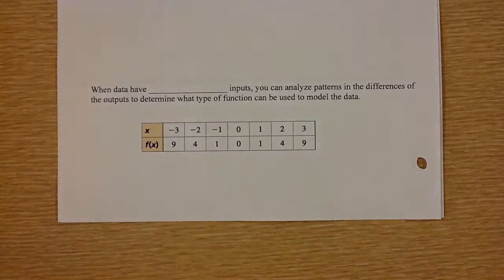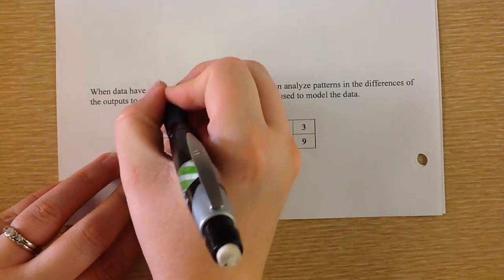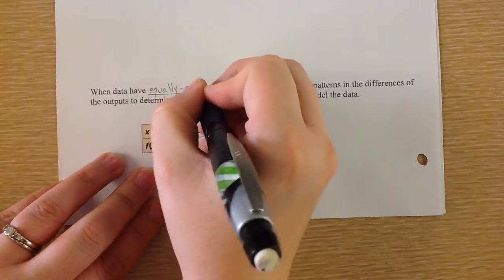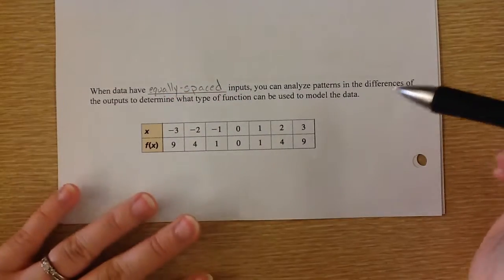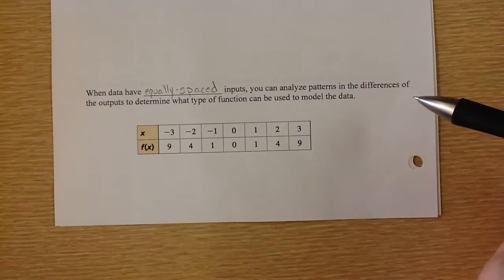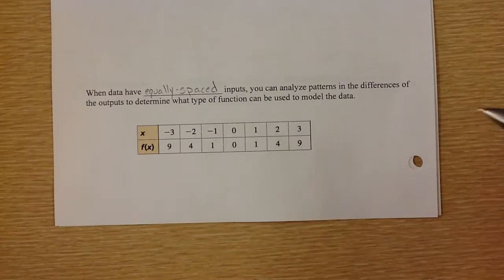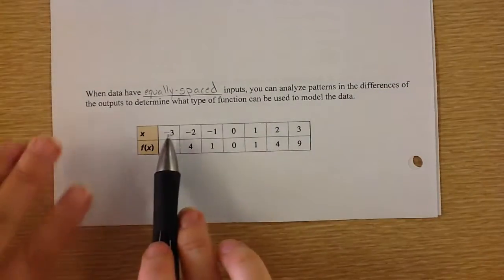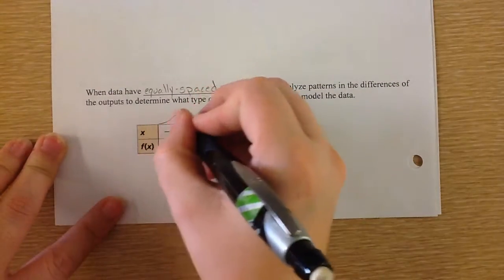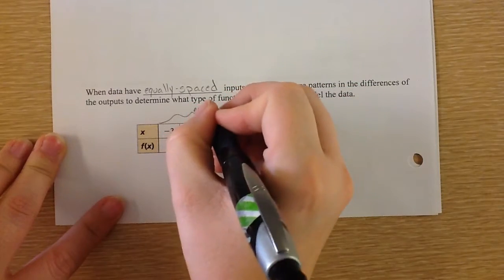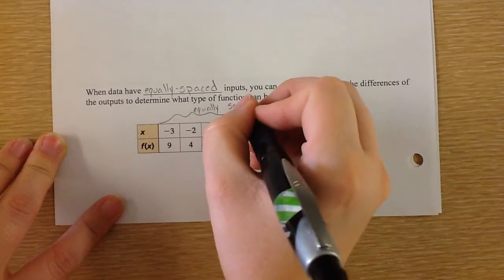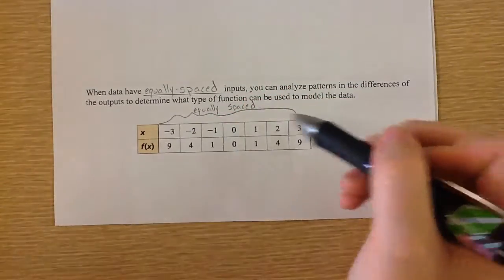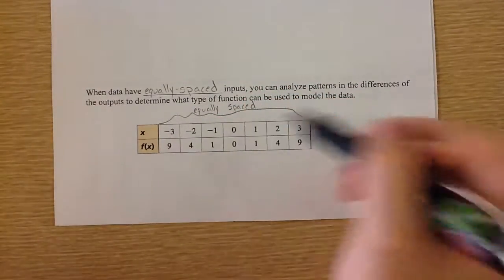All right, so now we're going to look at some more real world data if we have a data set. When data have equally spaced inputs, you can analyze patterns in the difference of the outputs to determine what type of function can be used to model the data. So for example here, I have this data set, and if you notice, my inputs go up by 1 each time. So my inputs here are equally spaced. It doesn't matter what they go up by as long as it's consistent. They go up by 1s, go up by 2s, as long as they're equally spaced.